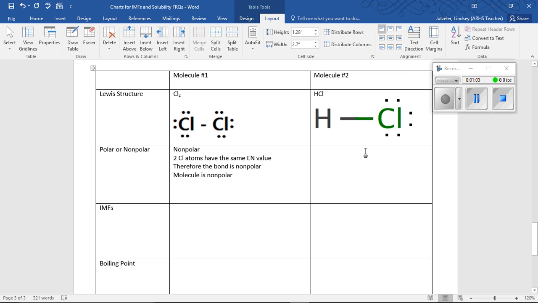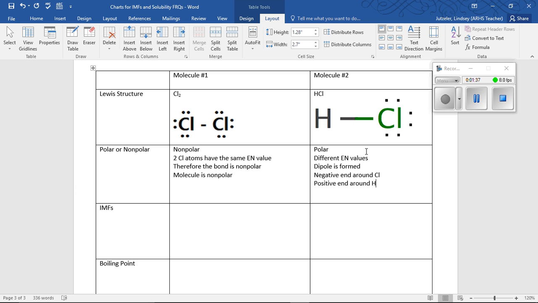All right, HCl. So clearly this is going to be a polar bond and a polar molecule. You have different EN values, so a dipole is formed. The negative end of the dipole is around chlorine and the positive end is around hydrogen. That's probably way more detail than you need to go into, but I'm just going to go ahead and give that to you there.